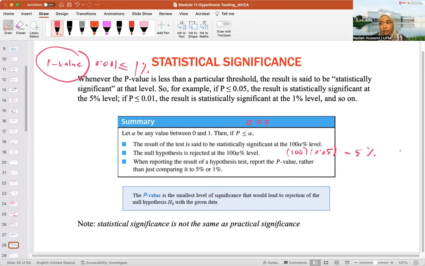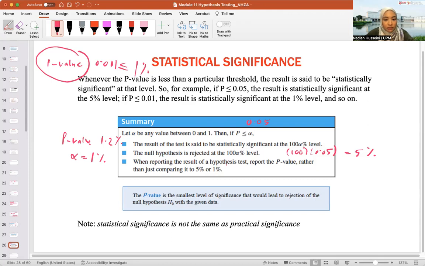Let's say you define your alpha to be 1%. If your p-value is 1.2%, your alpha is 1%. So you do not reject your null hypothesis. This is why it is very important for you to mention your threshold or mention your alpha, because it determines whether you reject your null hypothesis or not.